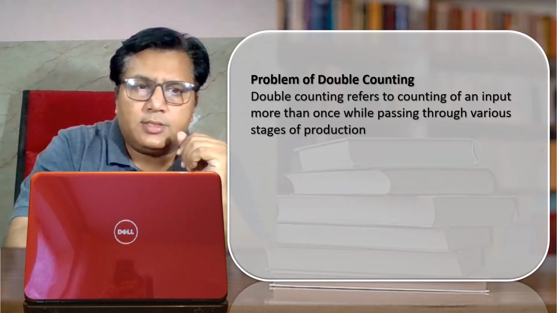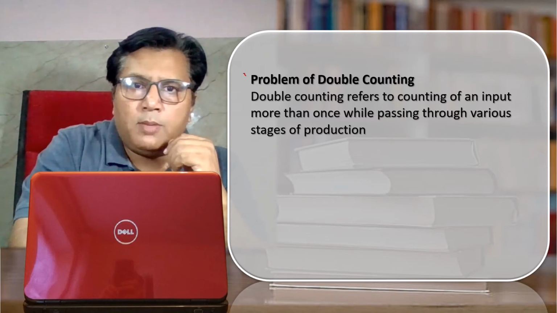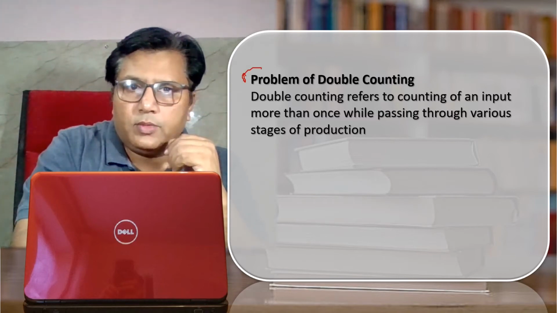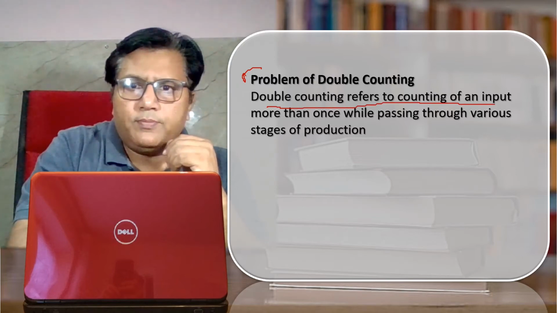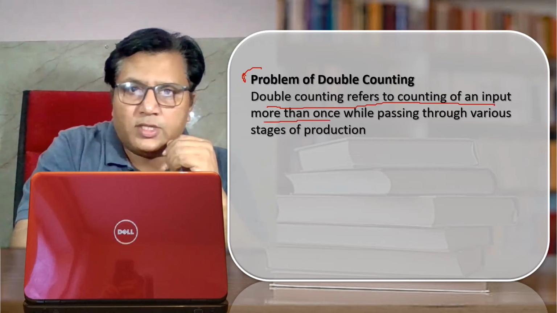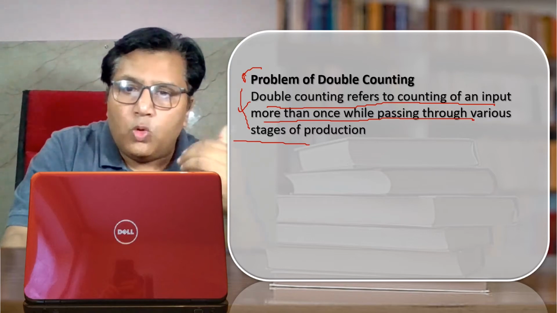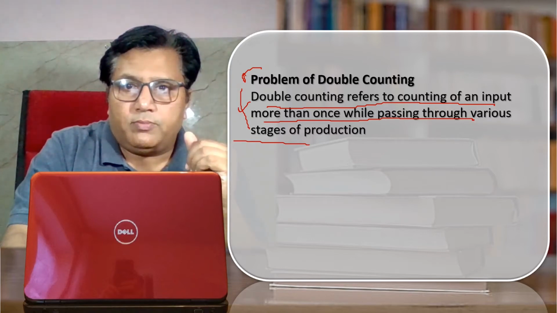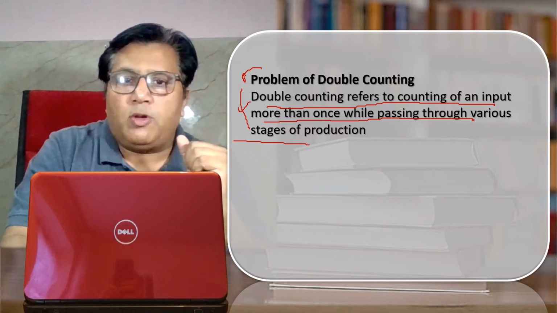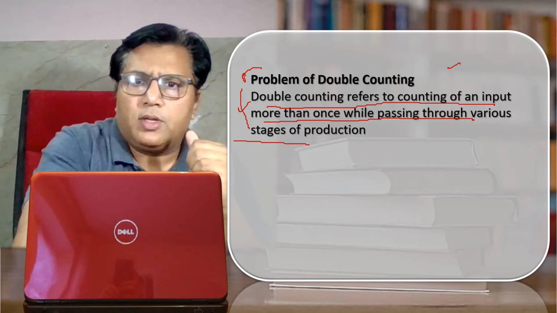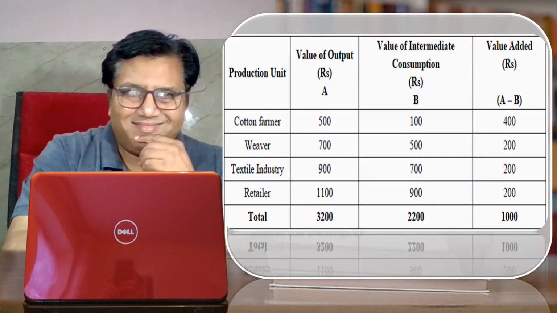Now let us discuss the next important topic, that is the problem of double counting. Listen, double counting refers to counting of an input more than once while passing through different stages of production. What is double counting? It means considering the value more than once while passing through different stages of production. That is called double counting. Try to understand it with the example.